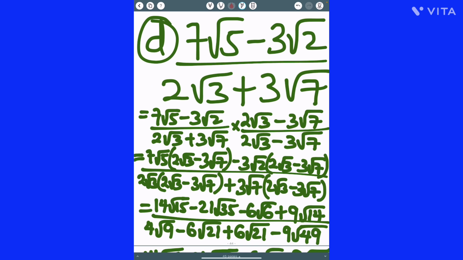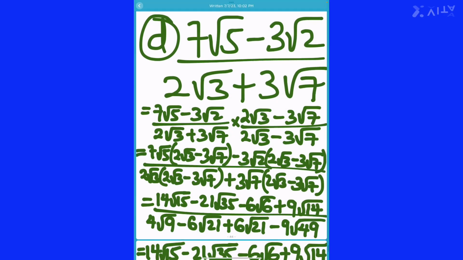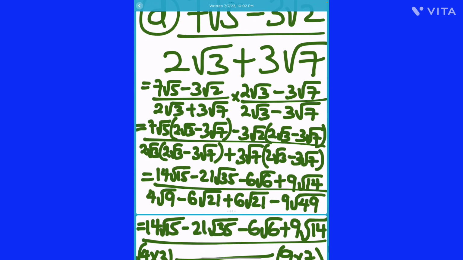Lastly, 7 root 5 minus 3 root 2 all over 2 root 3 plus 3 root 7. You check this carefully too. It's the same thing that we have done in D. It's all simple and straightforward.